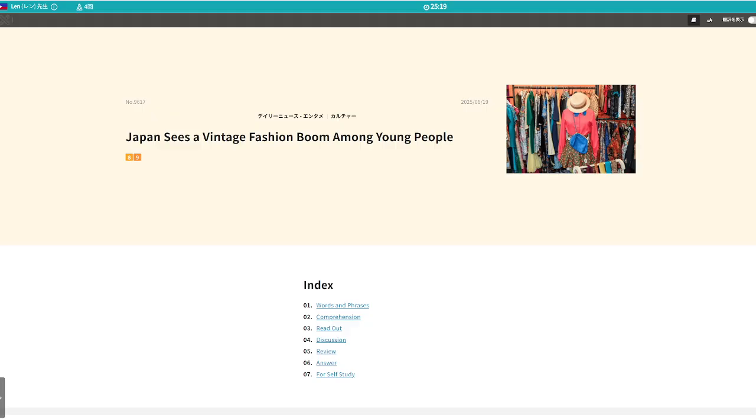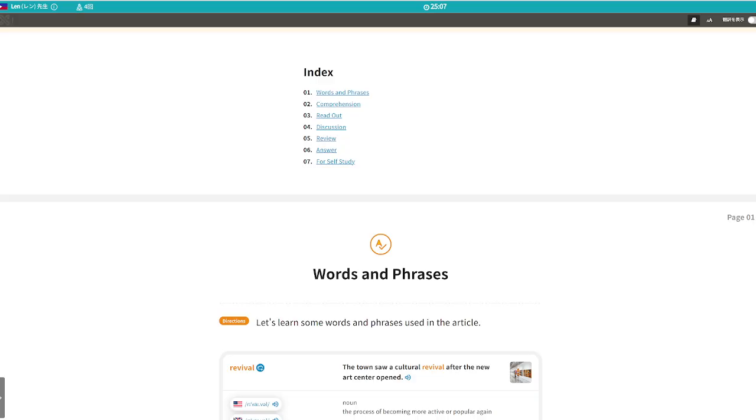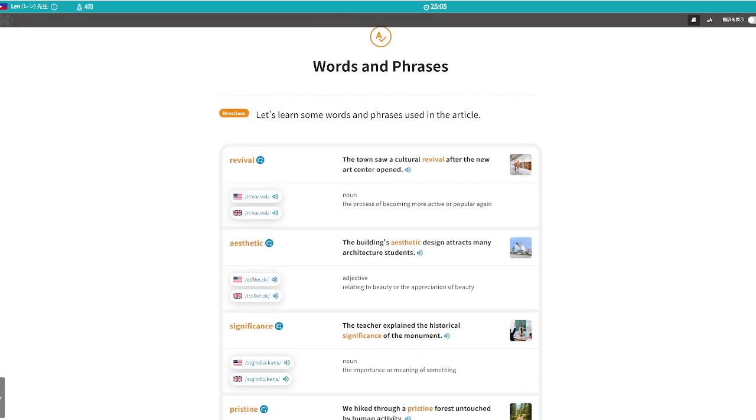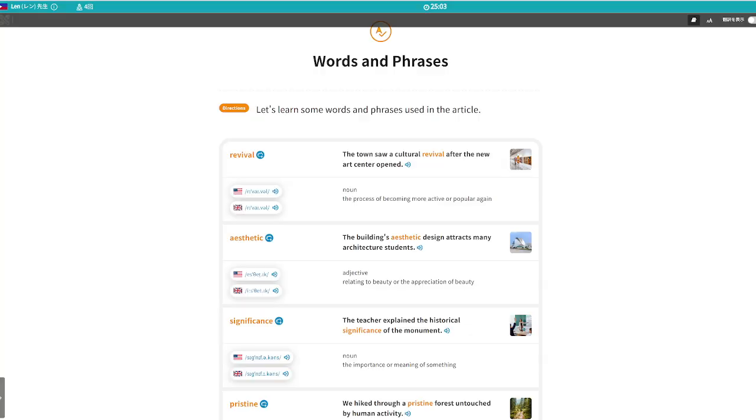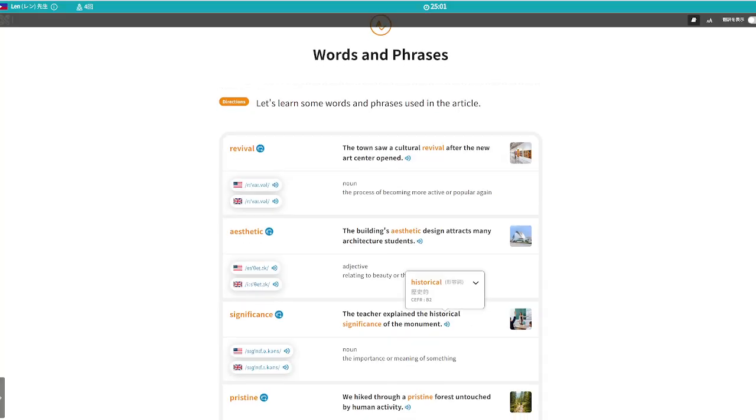So I can see here that you chose daily news, entertainment, culture: Japan sees a vintage fashion boom among young people. Am I correct? Yes. Okay, Koki, let's start the lesson. Let's move on to words and phrases. Which one do you like, the US or the UK pronunciation? The U.S., please. Okay, I'll play the US and please repeat.